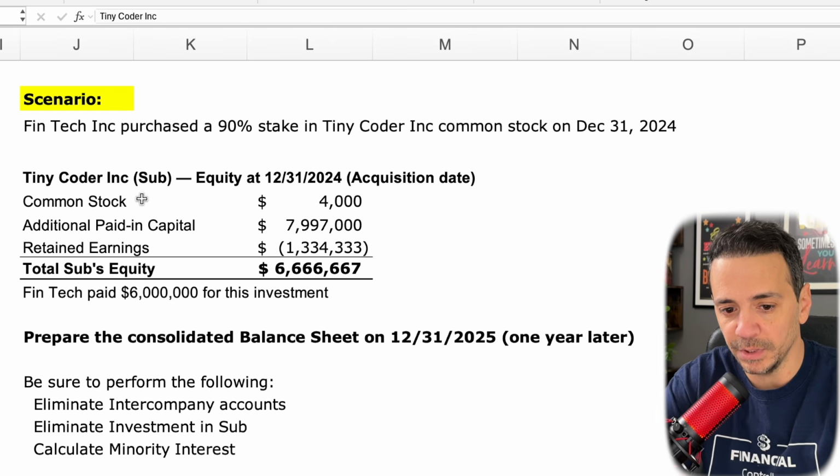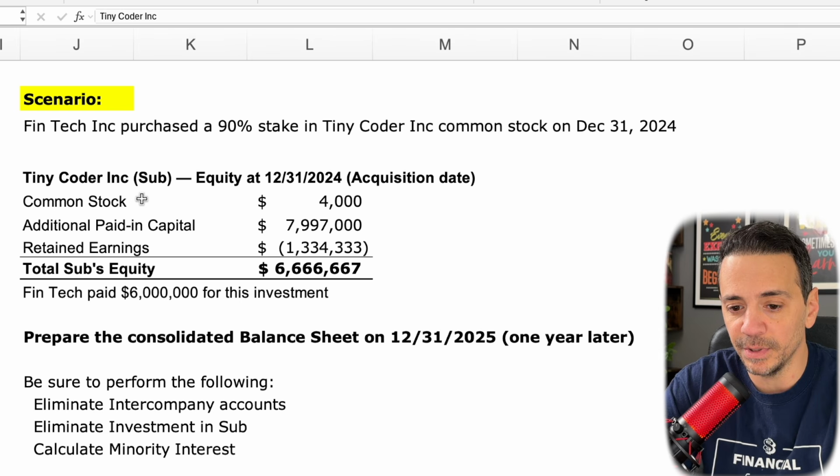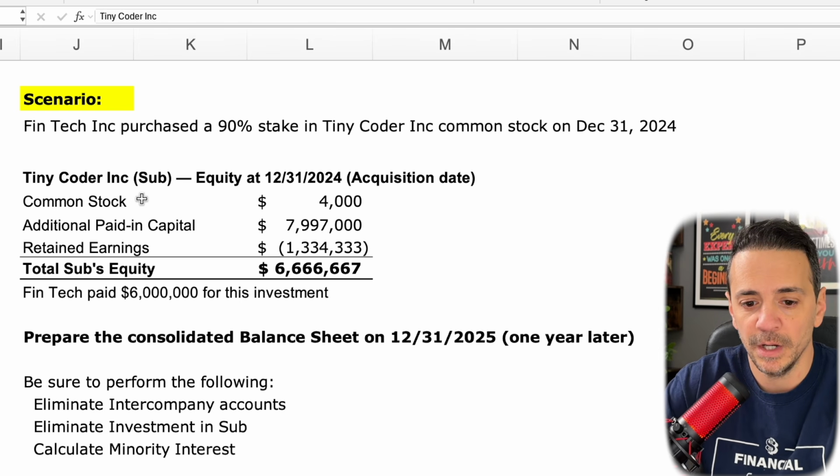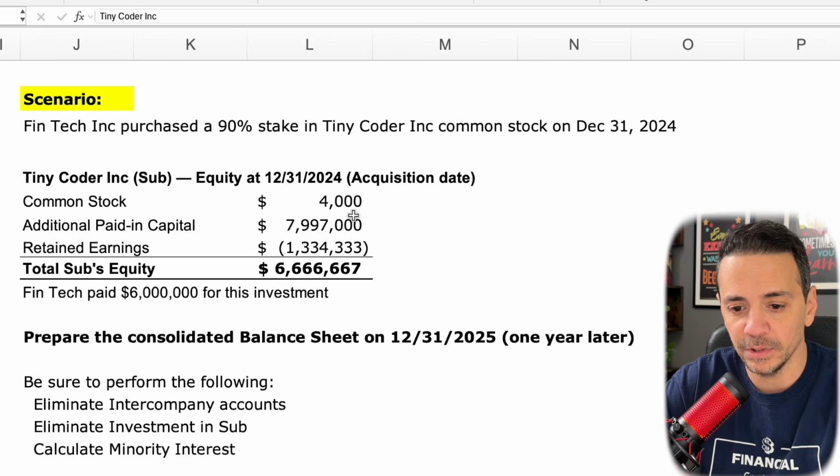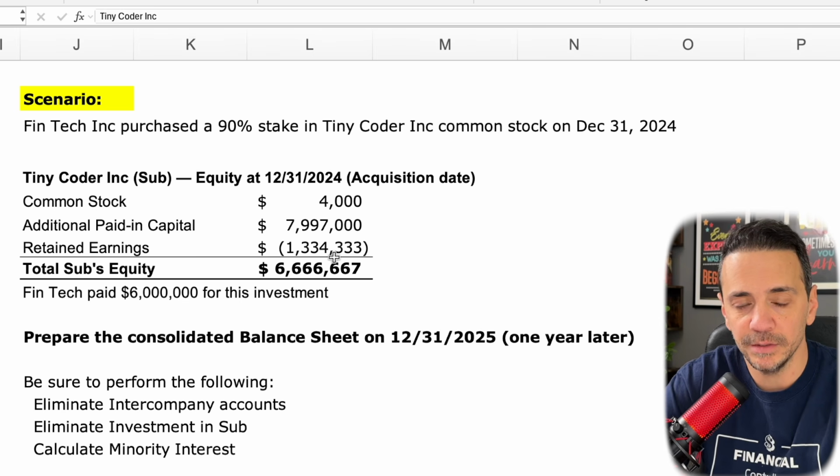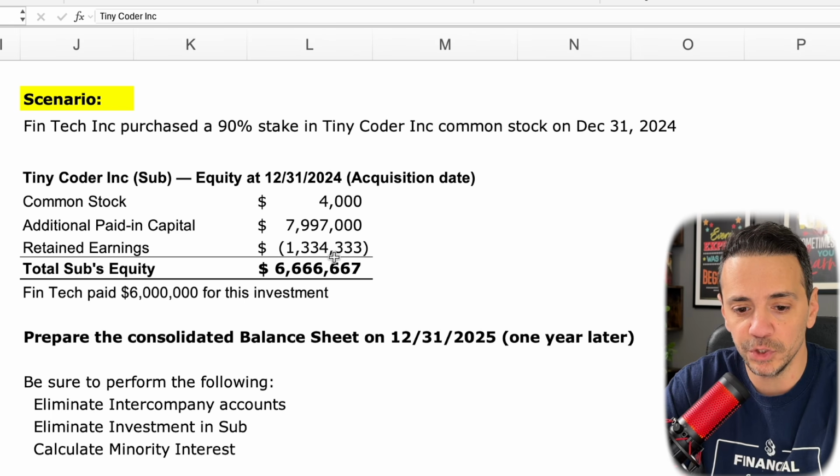Tiny Coder, the subsidiary, equity on December 31st, 2024, the acquisition date, right after the acquisition. Common stock, $4,000. Usually that's recorded at par value. Usually that's pennies. Additional paid in capital, 7.9 million. Retained earnings, or rather here, because it's negative, it's a retained deficit of 1.3 million. So it looks like they have been losing money prior to this acquisition.